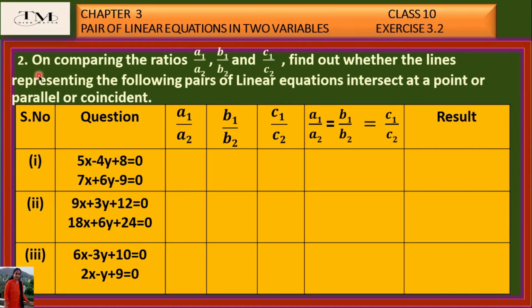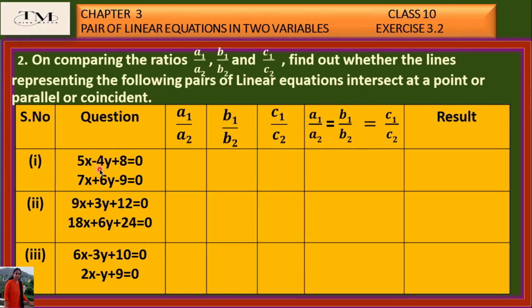So question number 2: on comparing the ratios A1 by A2, B1 by B2 and C1 by C2, find out whether the lines representing the following pairs of linear equations intersect at a point, are parallel, or are coincident. So we have to find the ratios of A1 by A2, B1 by B2 and C1 by C2, compare the ratios and then check whether the lines intersect, are parallel or coincident.